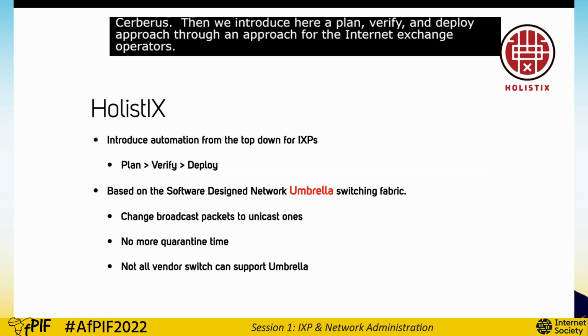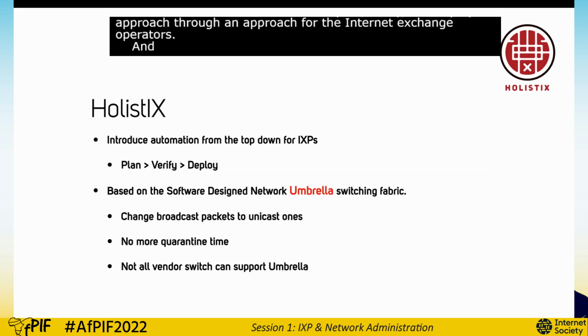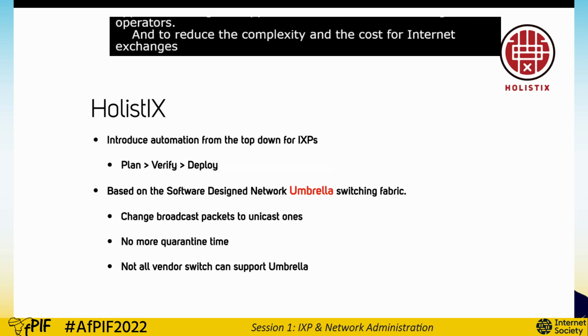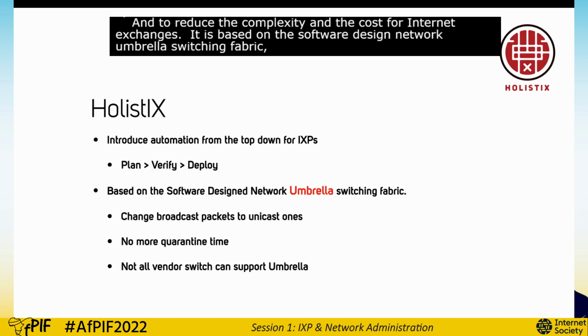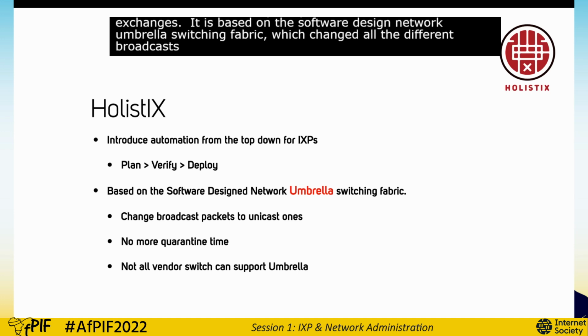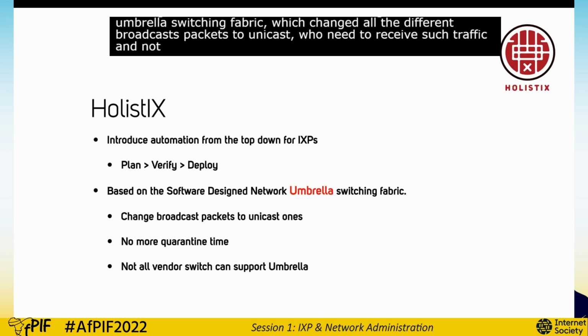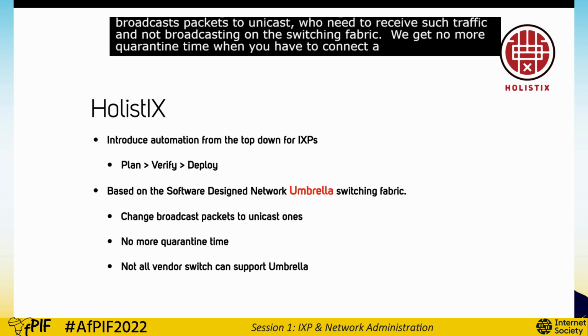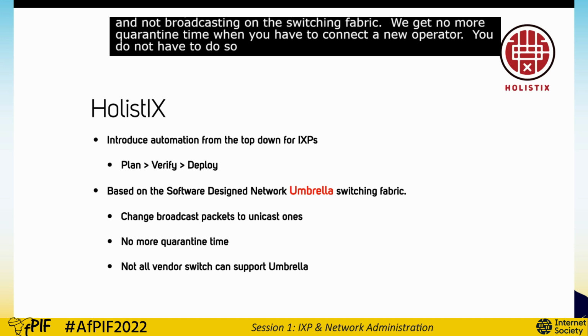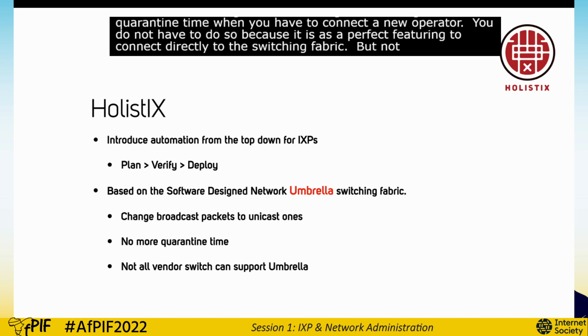And to reduce the complexity and the cost for internet exchanges, it is based on the software-defined network Umbrella switching fabric, which changes all the broadcasts for ARP and so on to unicast, to address directly who needs to receive such traffic and not broadcast on your switching fabric. You get no more quarantine time when you have to connect a new operator, because it has perfect filtering to connect directly to the switching fabric. And all vendors can actually support Umbrella as it is.